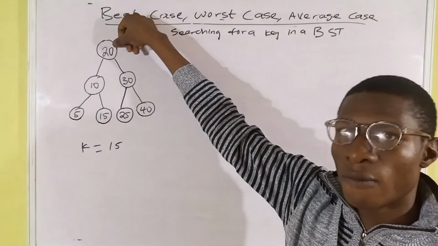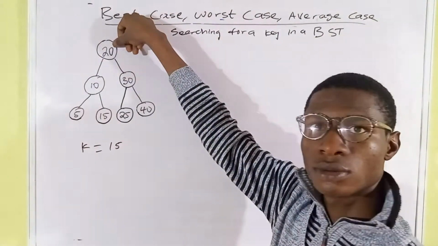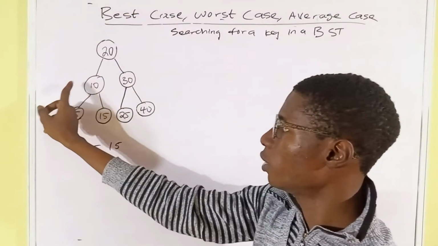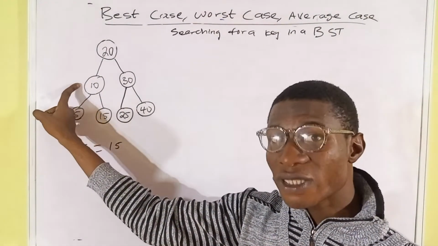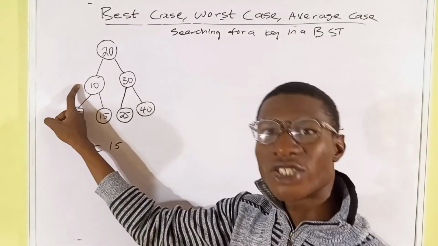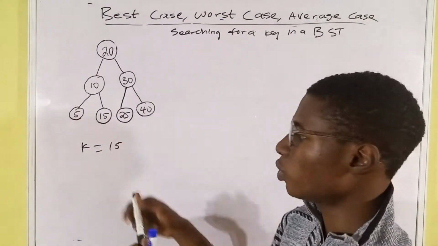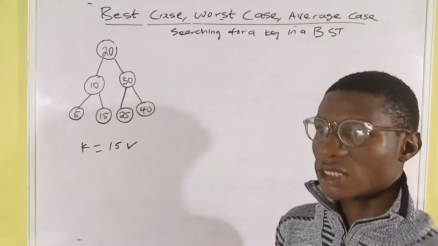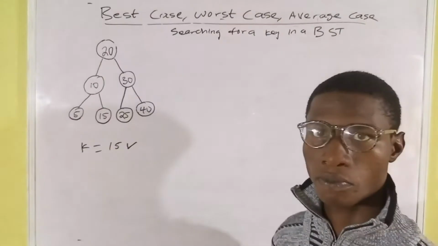No, right? But it is less than 15, right? So we move towards the left child. So we come here. Is this 15? No, this is not 15, but 15 is greater than 10, right? So we know that we are moving to the right child. So we come here. So this is 15. Right, so that search was successful. So this is how you search for a key in a binary search tree.